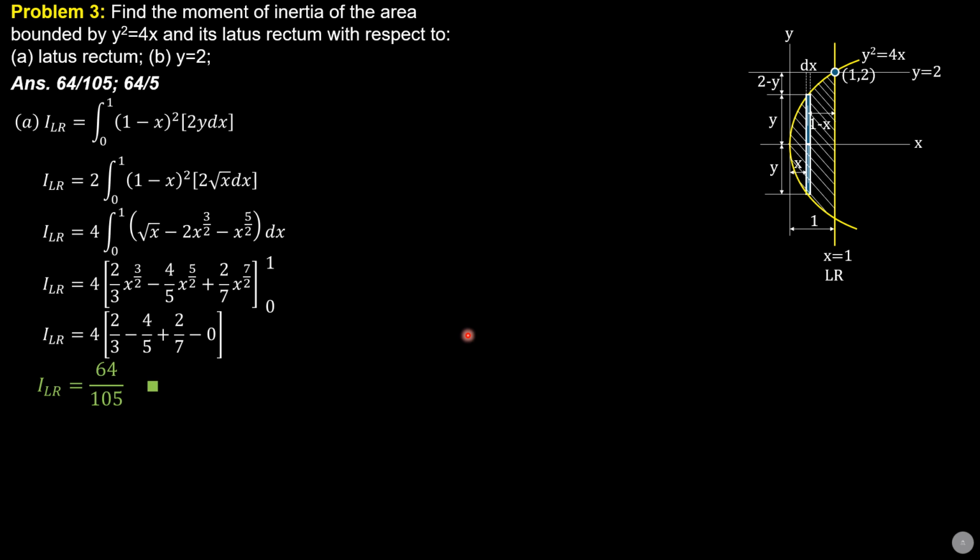This time, let's have the moment of inertia with respect to the line y equals 2. This is the line y equals 2, horizontal through the end of the latus rectum, which is when x is 1, y is plus or minus 2. So this is (1, negative 2). Let's just consider the positive part. Anyway, we have to set up the integral.